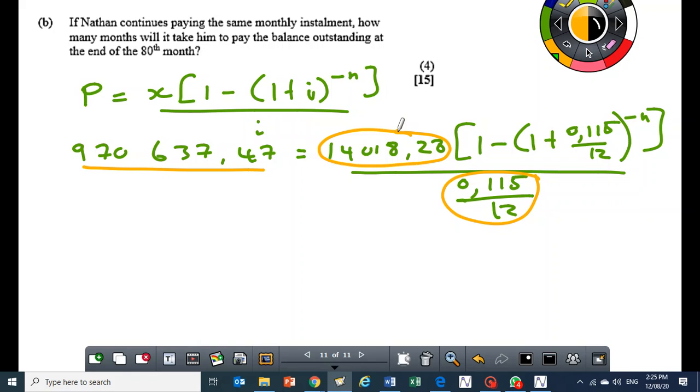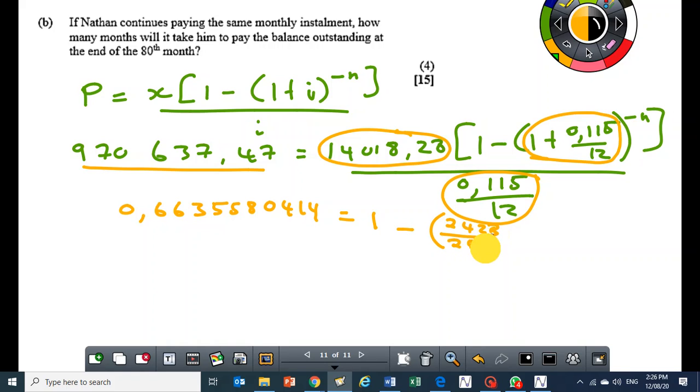Sir, it's 0.663558 0414. Okay, and then can you simplify this for me? So that will be 1 minus whatever is in that bracket. Can you just simplify it? Normally it's supposed to be a rational number. 2423 over 2400, all that raised to the power of minus n.